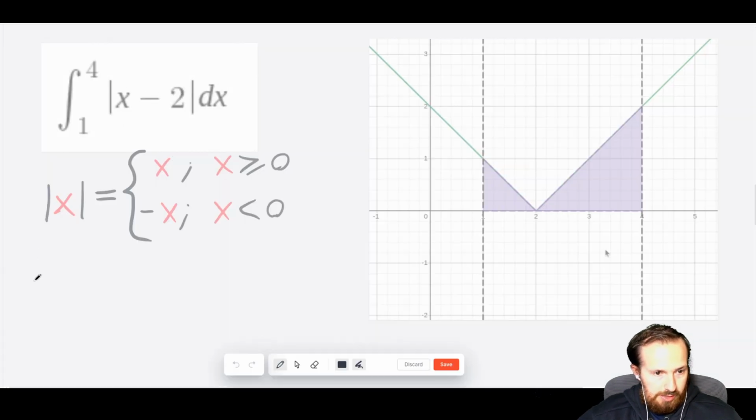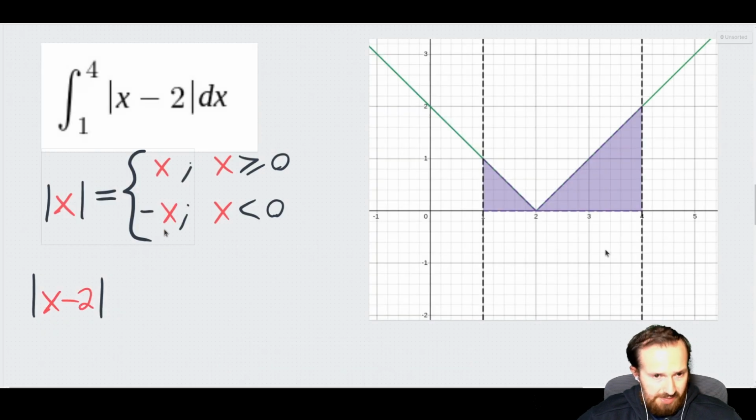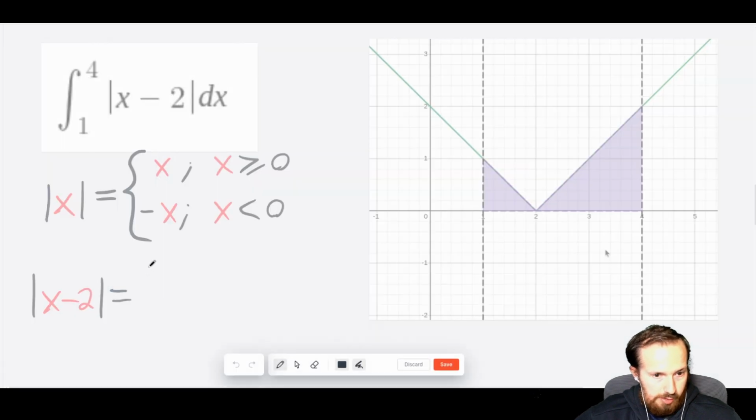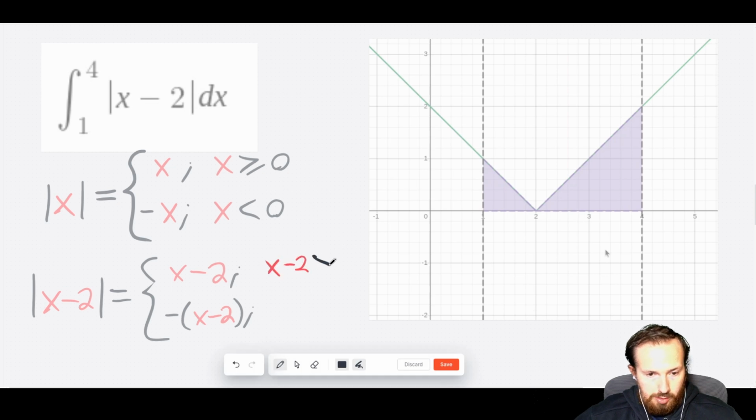so we have x minus 2 on the inside, not just x, basically all you have to do is take this definition and every spot that you see x, you can blindly replace it with x minus 2, or whatever is on the inside of the absolute value bars. So let's do that. I'll get x minus 2 right there, and I'll get negative x minus 2 right there. And then for here, I'll just get x minus 2 greater than or equal to 0. And then I'll get x minus 2 less than 0.